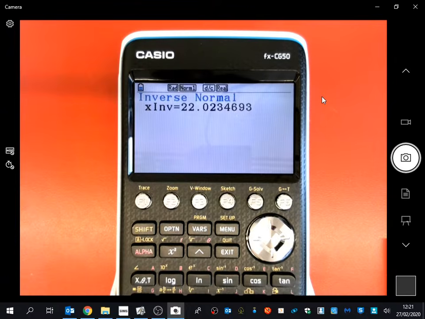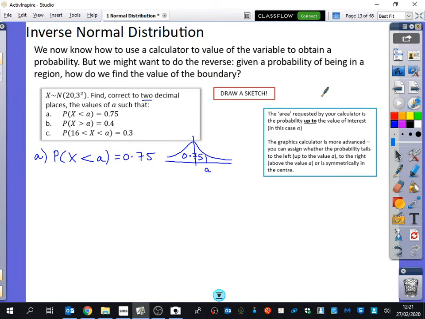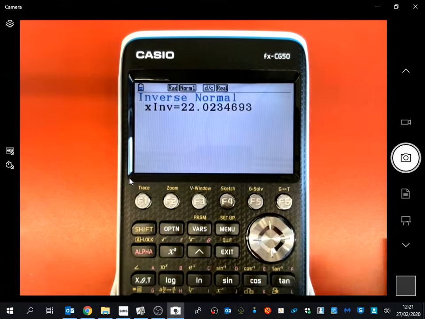You just put that in your calculator and you get told that the value of A, that value on the boundary, is 22.02. So that must mean this thing here is 22.02. In other words, A is 22.02. Now, if you wanted to, you could check that this works. So I'm going to just go back and prove to you that it works.